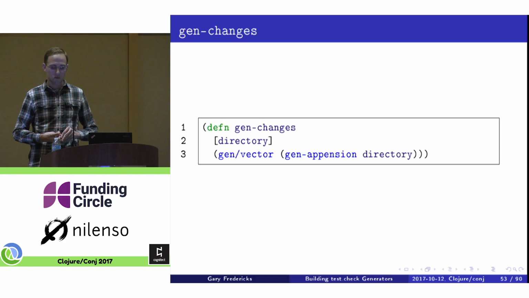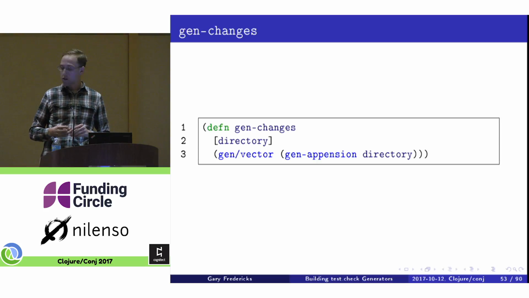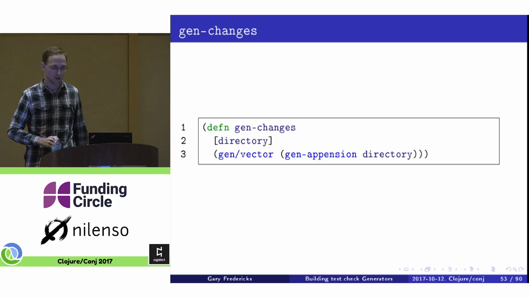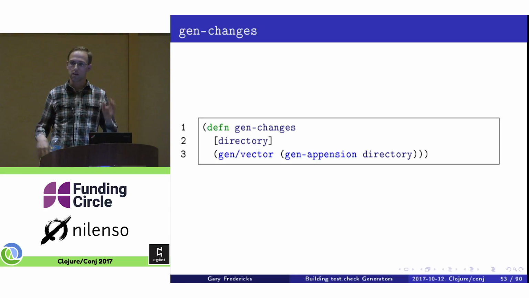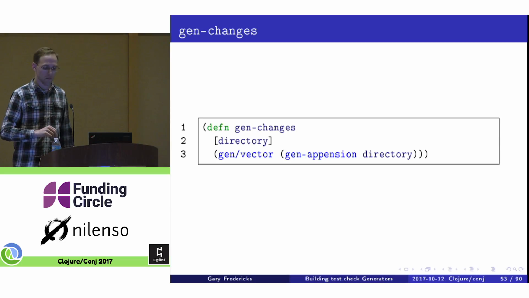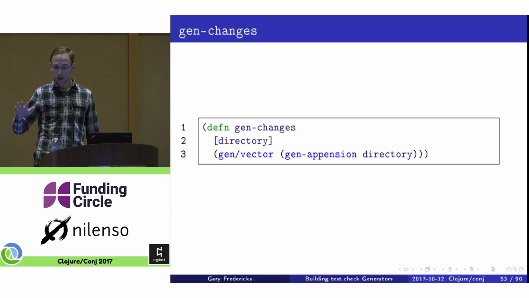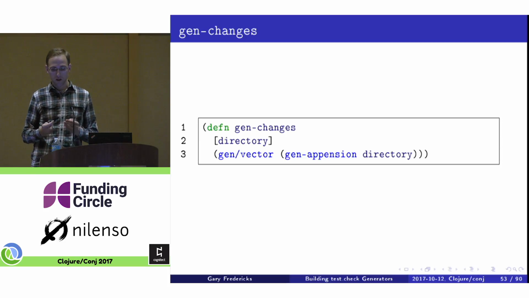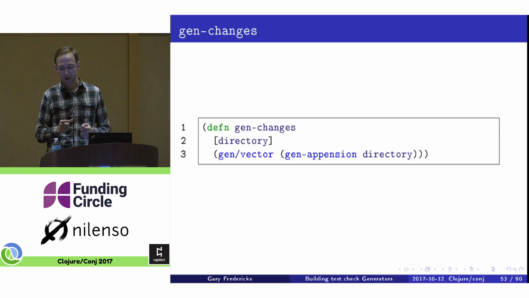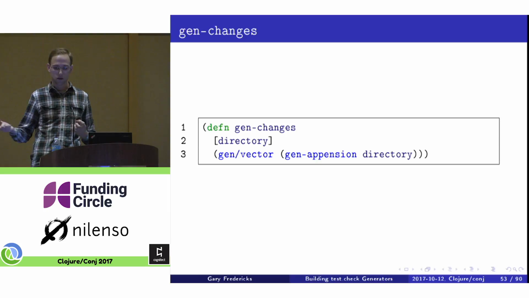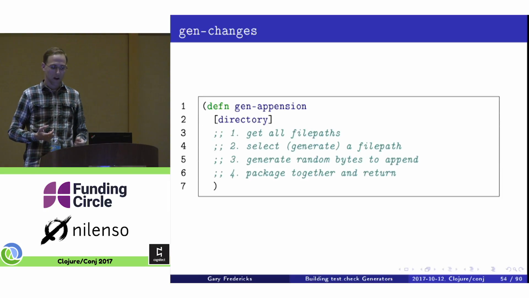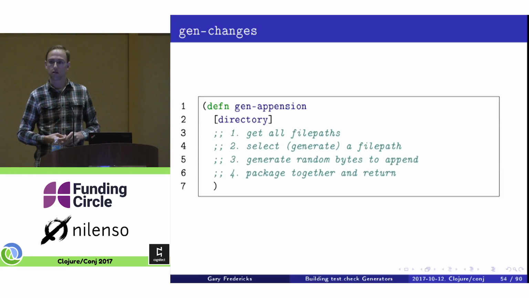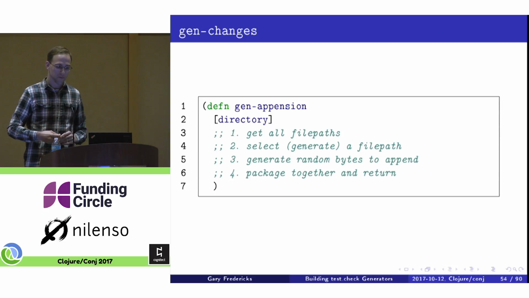For simplicity, I'm just going to talk about generating one kind of change, because there's lots of ways to change a nested directory of things, and I don't have a lot of time. So let's just talk about a change where you append some bytes to a particular file. If we have a generator that can generate one of those, then we can pass that to genvector and get a vector of changes. So how might we generate an appendtion, which I promise is a real word?